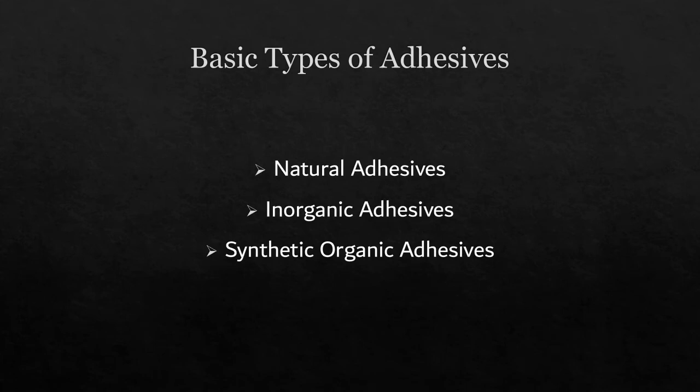The next one is basic types of adhesives. Actually, there are many types of adhesives, characterized by many different characteristics. However, the ones listed below are the types of adhesives based on the material. The first one is natural or organic adhesives. The second one is inorganic adhesives, and the third one is synthetic organic adhesives.